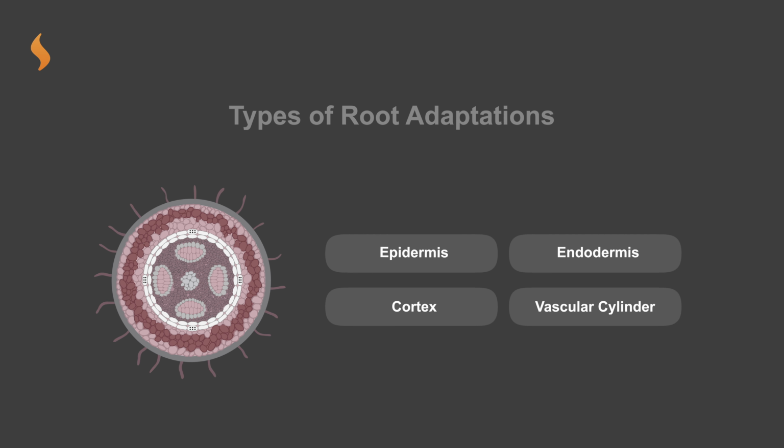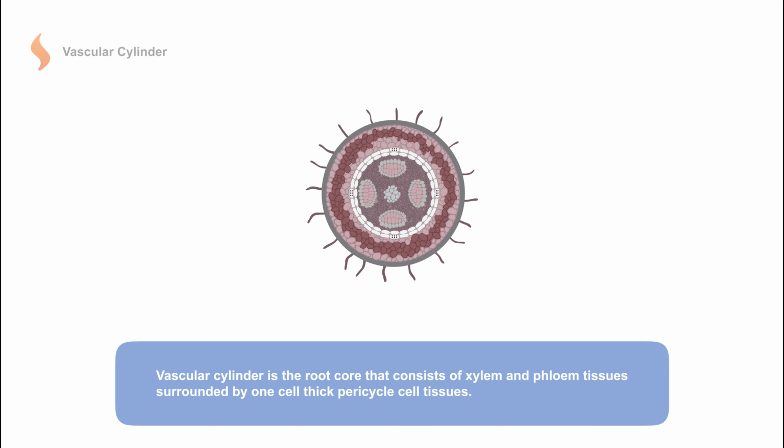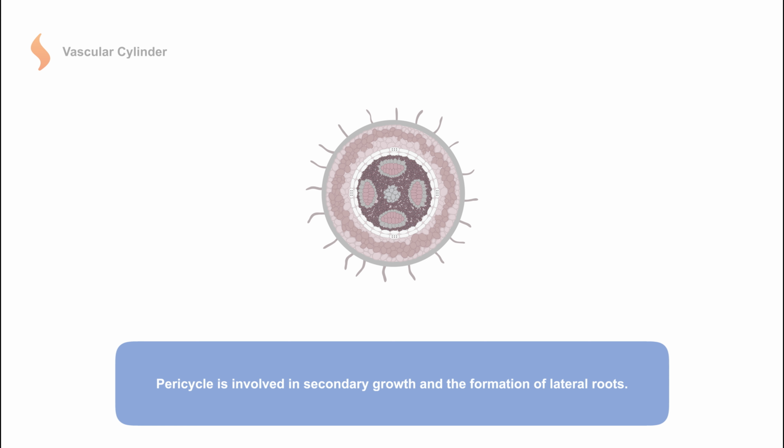The fourth type of root adaptation is vascular cylinder. Vascular cylinder is the root core that consists of xylem and phloem tissues, surrounded by one cell thick pericycle tissues. Pericycle is involved in secondary growth and the formation of lateral roots.